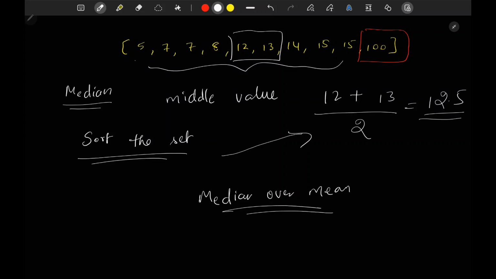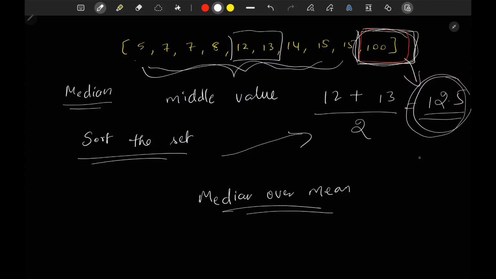Here we can see that in this particular case, this particular set is already sorted. So we can see the larger values at the right end. Since we are taking the middle value, we are automatically avoiding this outlier point, whereas in mean, we couldn't avoid that. And we can see there is no impact of this 100 on my median value. We have a very small median value, only based on the lower points. So we have 12.5 here. This is a very important interview question.